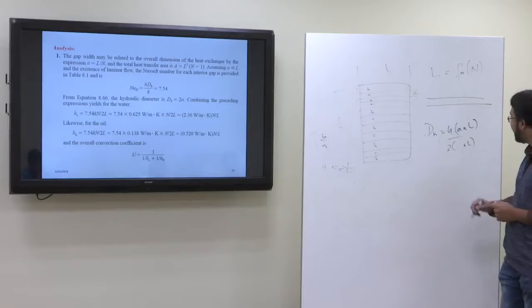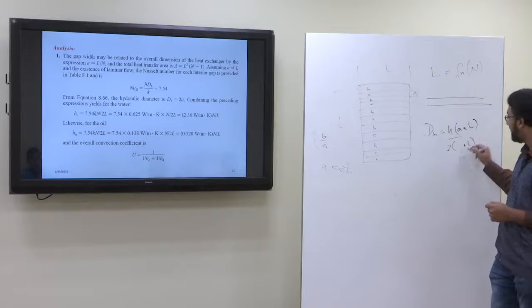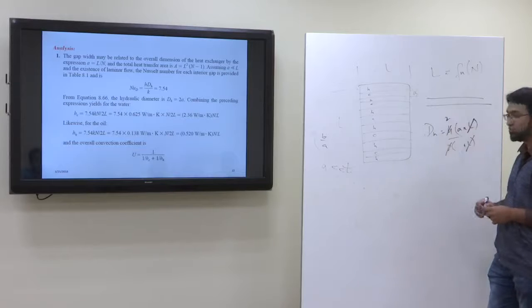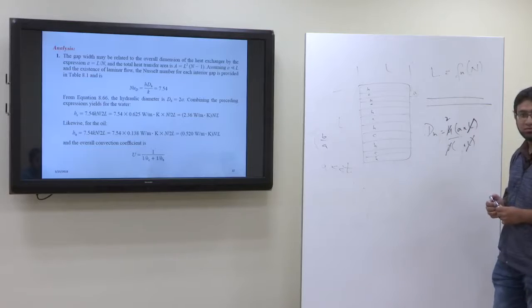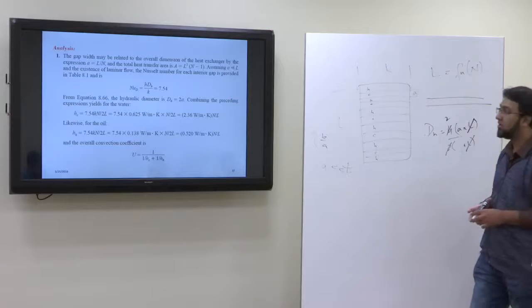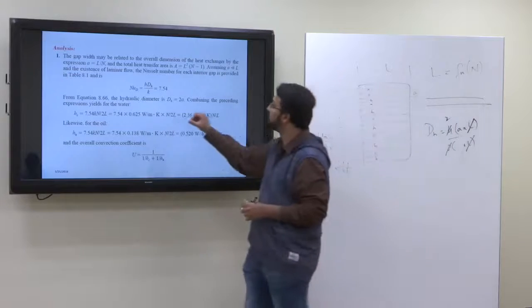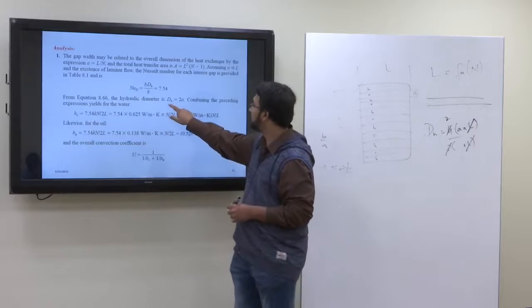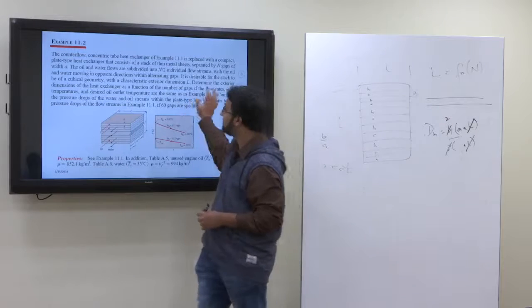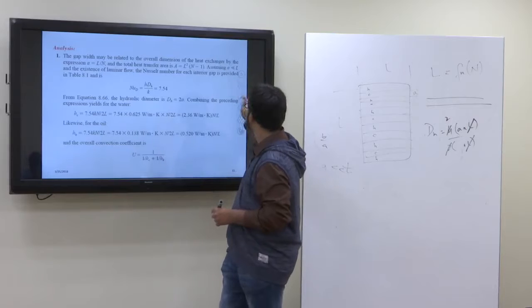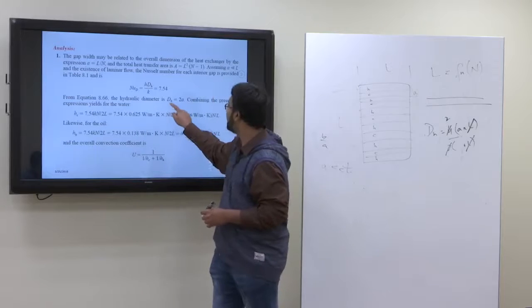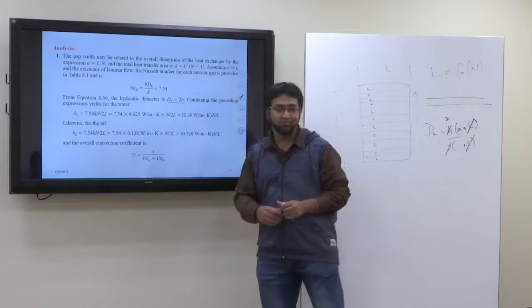Right? So if we neglect this A, it becomes what? 2L. L will cancel, 2 will cancel with this, so it becomes 2A. Is it clear? So the hydraulic diameter becomes 2A.